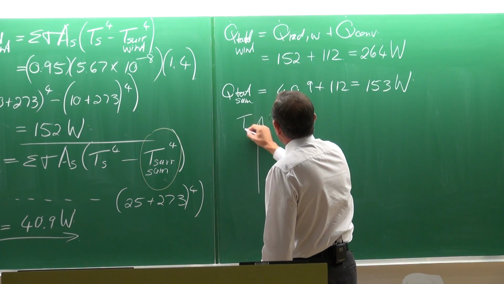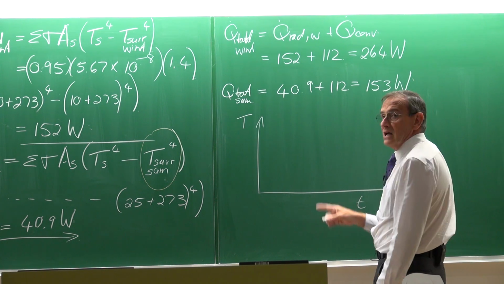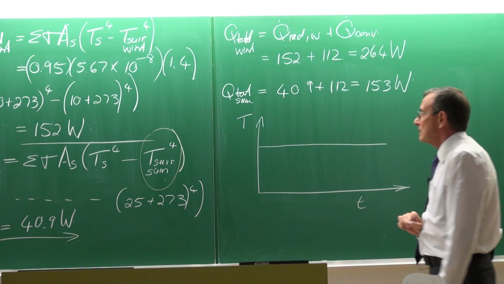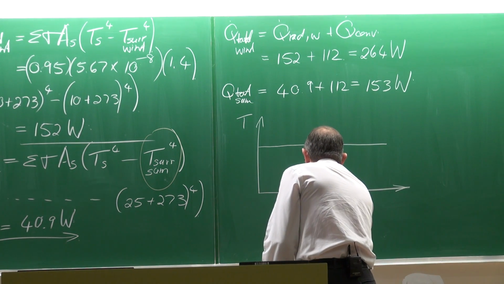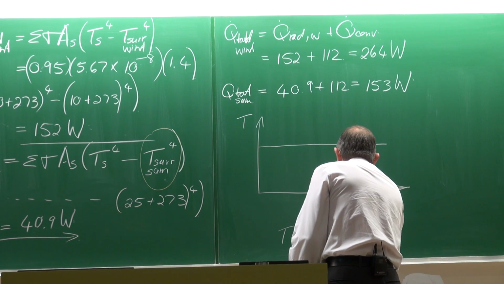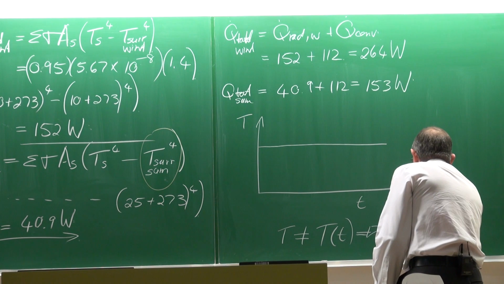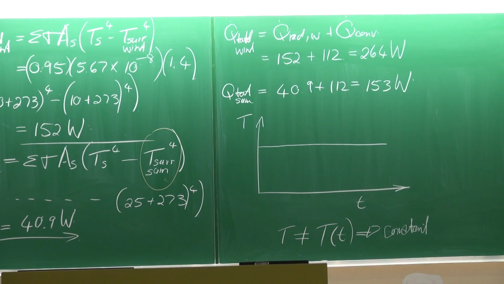And what was important is that the temperature of the body remained the same. So the temperature was not a function of time, because it was constant. All the temperatures, the temperature of the environment, the body, etc. We did not take into consideration any possible changes in the temperature.